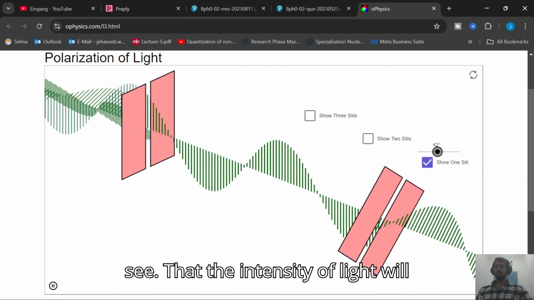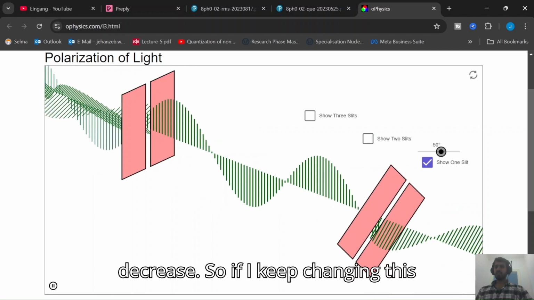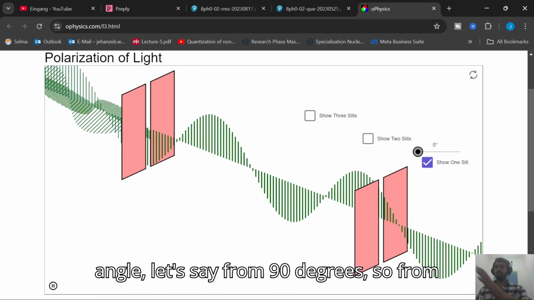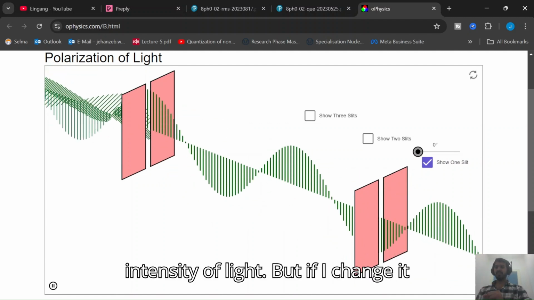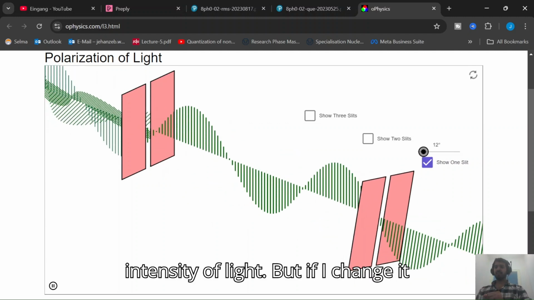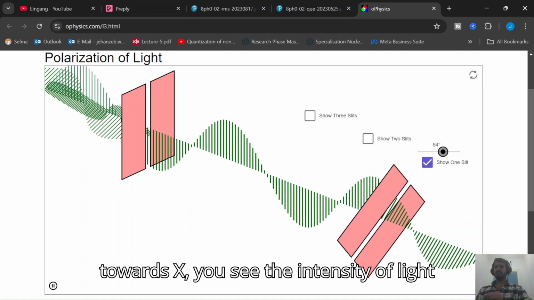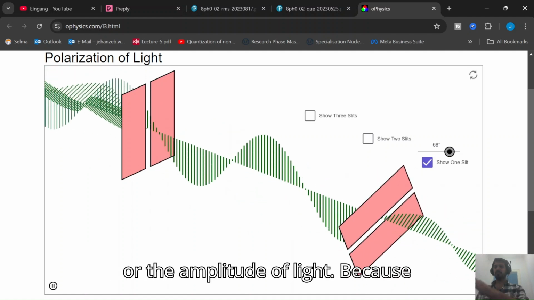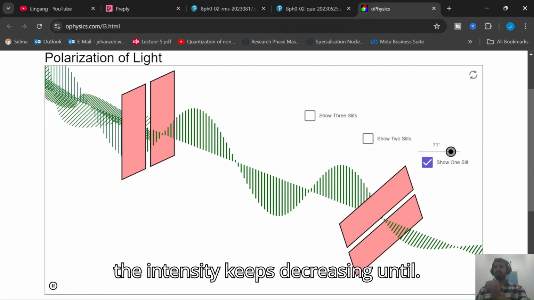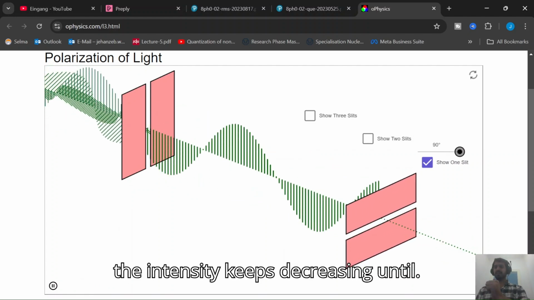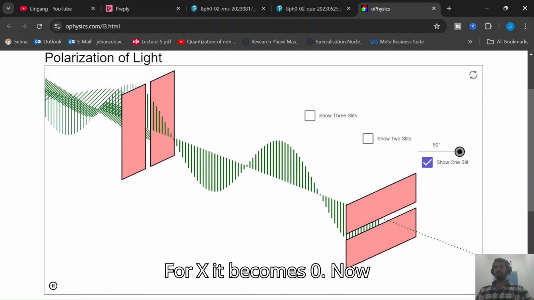And in between this X polarizer and Y polarizer for the second filter, you see that the intensity of light will decrease. So if I keep changing this angle, let's say from 90 degrees, so from Y axis straight up, we have maximum intensity of light. But if I change it towards X, you see the intensity of light or the amplitude of light, because intensity is proportional to amplitude, keeps decreasing until for X it becomes 0.